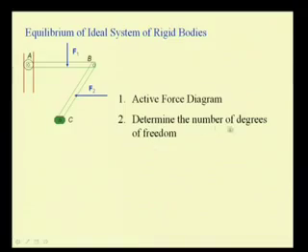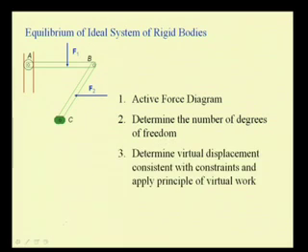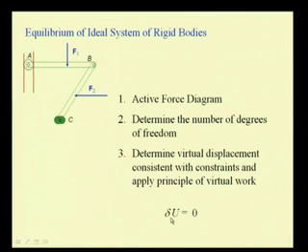Then we determine the number of degrees of freedom, define the datum, and determine the virtual displacement consistent with the constraints, and then we write the principle of virtual work, that is, we define the virtual work and equate the sum of all the virtual work to 0. That is this equation, delta u, the virtual work has to be 0.